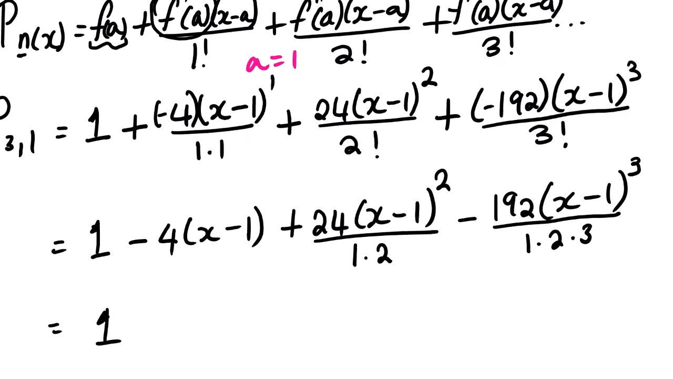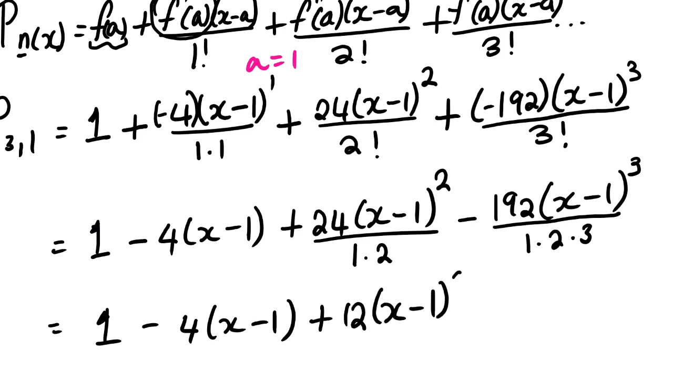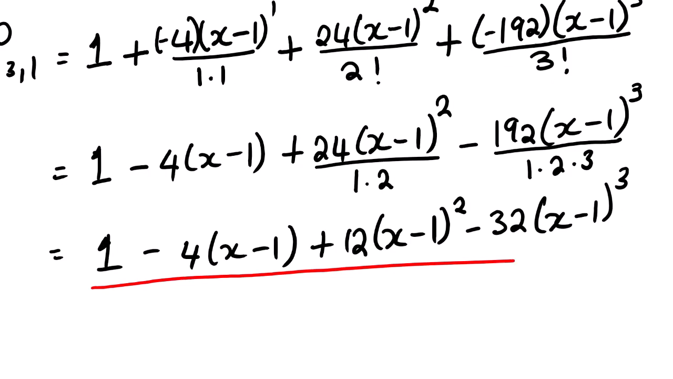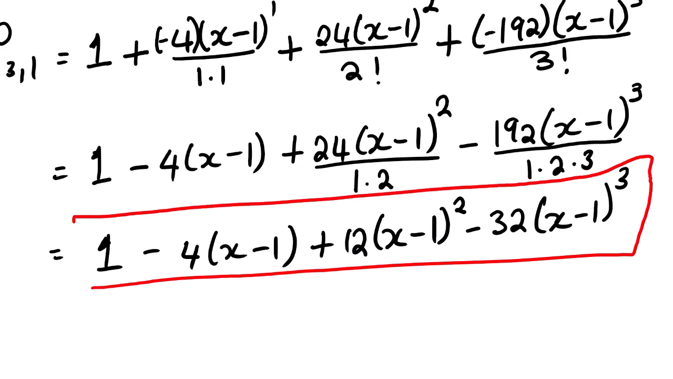So we have 1 minus 4(x minus 1), and then 1 multiplied by 2, it's 2. 24 divided by 2 is 12(x minus 1) squared. Negative 192 divided by 1 multiplied by 2 multiplied by 3, it's 6. 192 divided by 6 is 32, so negative 32(x minus 1) all to the power 3. So this is our Taylor polynomial. We are done with this question. This is Wahula SJ. Thank you very much.